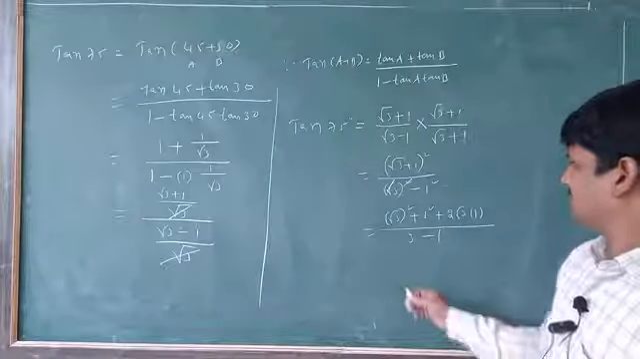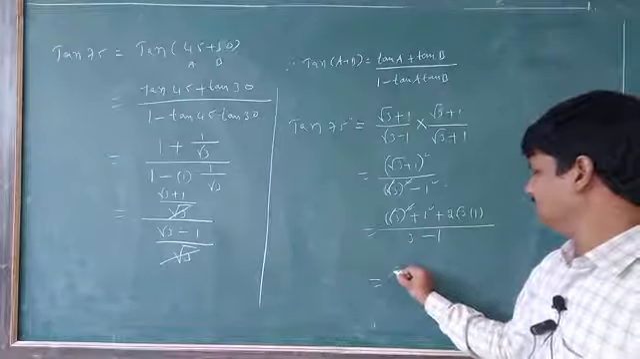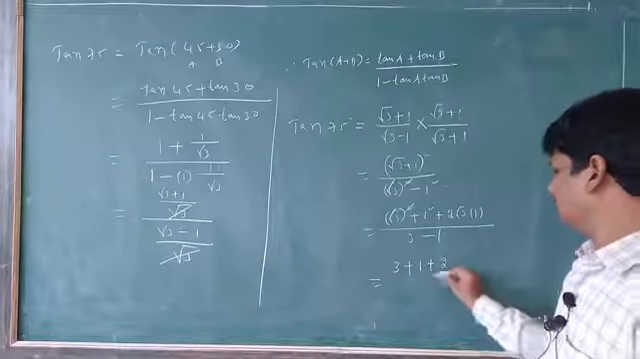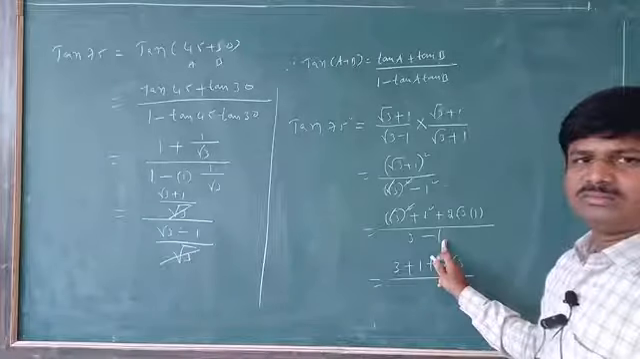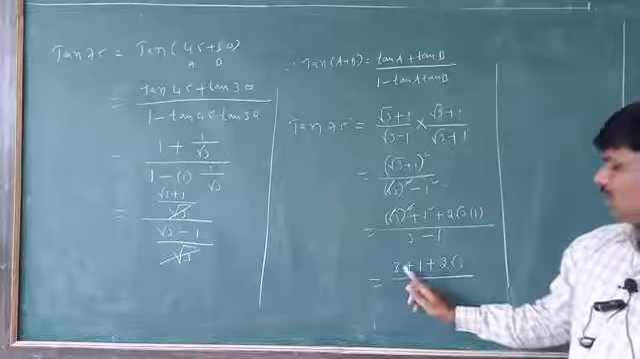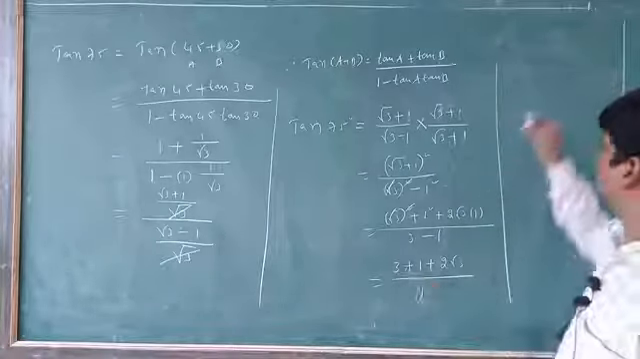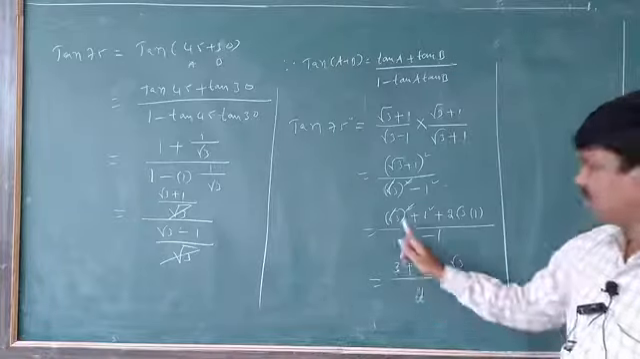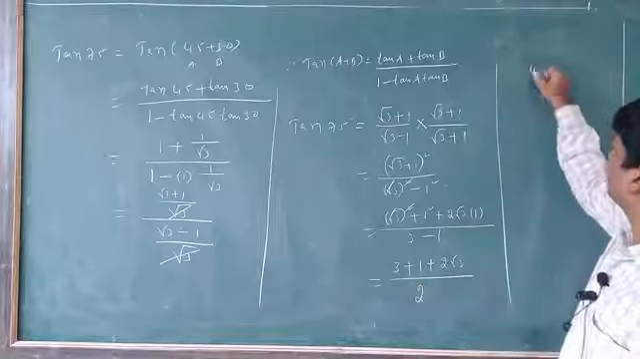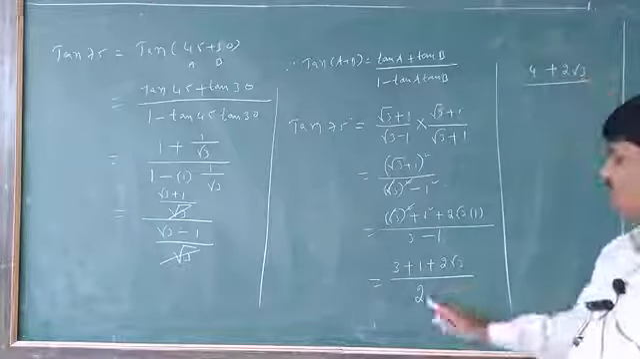Right? Yes. Then what will be this? Root 3 whole square, square root 2 get cancelled, 3 it is. Plus 1 it is. Plus 2 root 3 by 3 minus 1, 2. Next, what we got here? Root 3 plus 1, root 3 plus 1, sorry, whole square. Root 3 whole square, root 2 square get cancelled. 3 is there, 3 plus 1, 4. Plus 2 root 3 by 2.